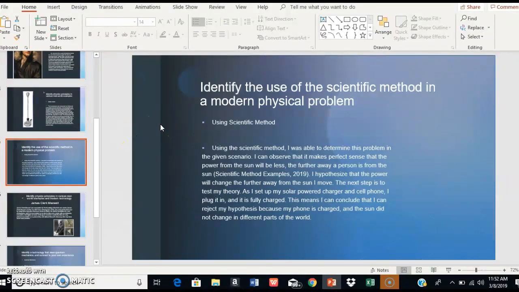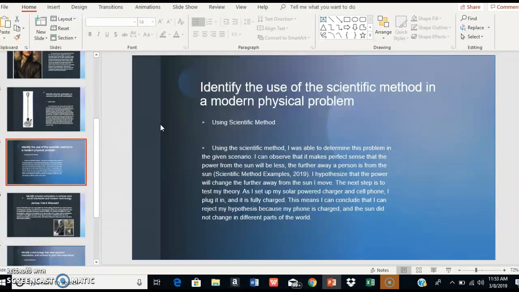Using the scientific method, I was able to determine this problem in the given scenario. I can observe that it makes perfect sense that the power from the sun will be less the further away a person is from the sun. I hypothesize that the power will change the further away from the sun I move. The next step is to test the theory.